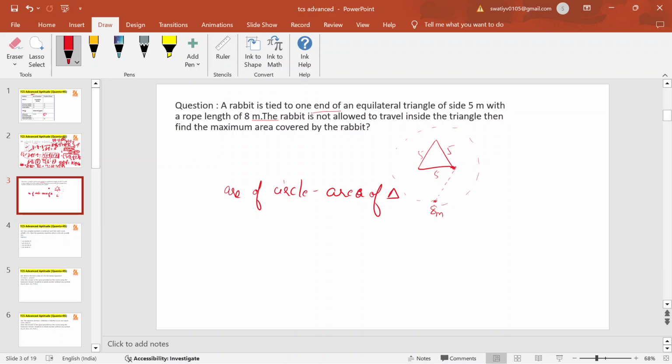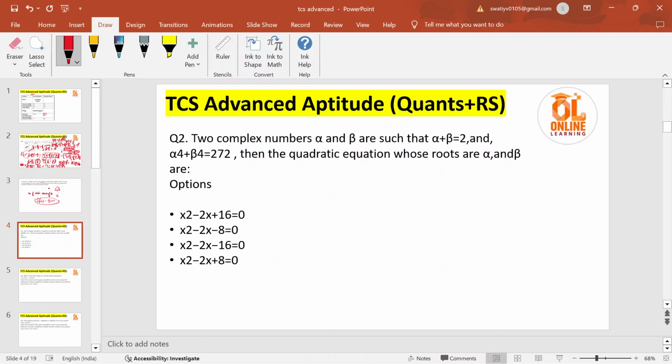Okay, so what will the area of the circle be? That is pi r square. What is the value of r? That is 8 meters, so pi times 8 cross 8, minus the area of the triangle. Area of an equilateral triangle is root 3 by 4 multiplied by side square, that is 25. So solve this, you will get your answer. Okay, now we'll move towards our next question.